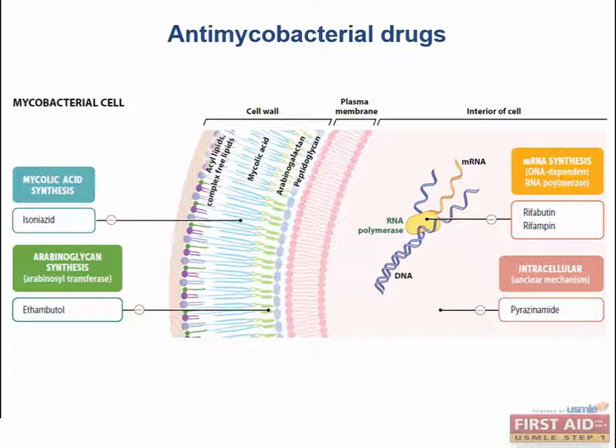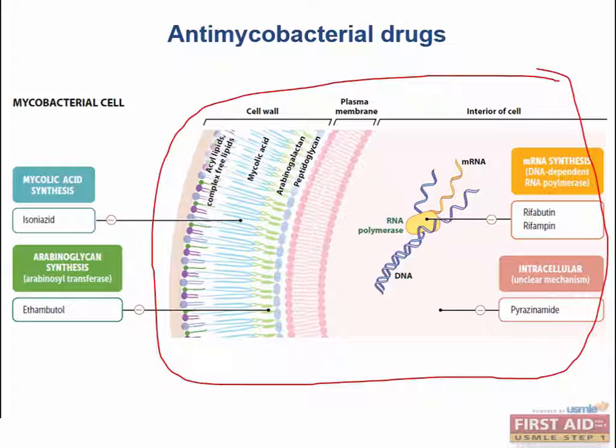Now we're going to discuss the antimycobacterial drugs. But before we discuss each drug individually, let us take a moment to review the mycobacterial cell. Here is a nice schematic from First Aid that shows us the mycobacterial cell and its main components. Mycobacterium do not fit nicely into the gram-negative and gram-positive categories like other bacteria. Do you remember what lab test we used to identify mycobacterium? We use the acid-fast stain, and therefore these organisms are called acid-fast organisms.